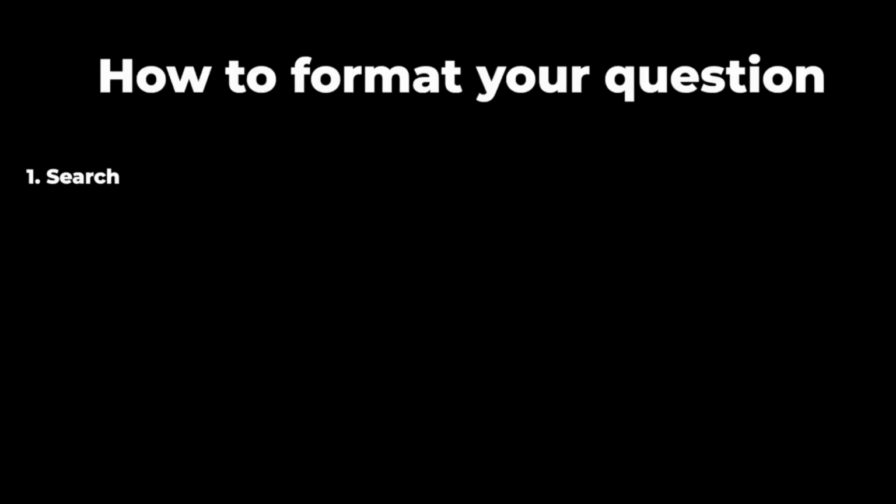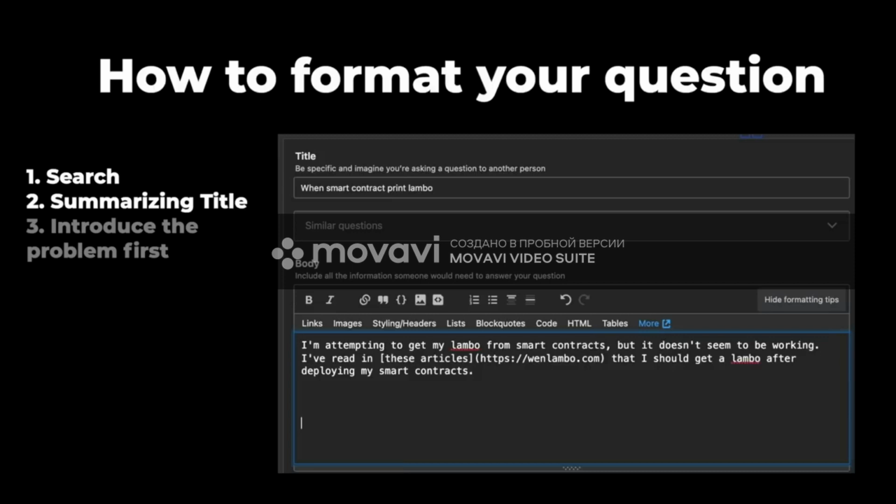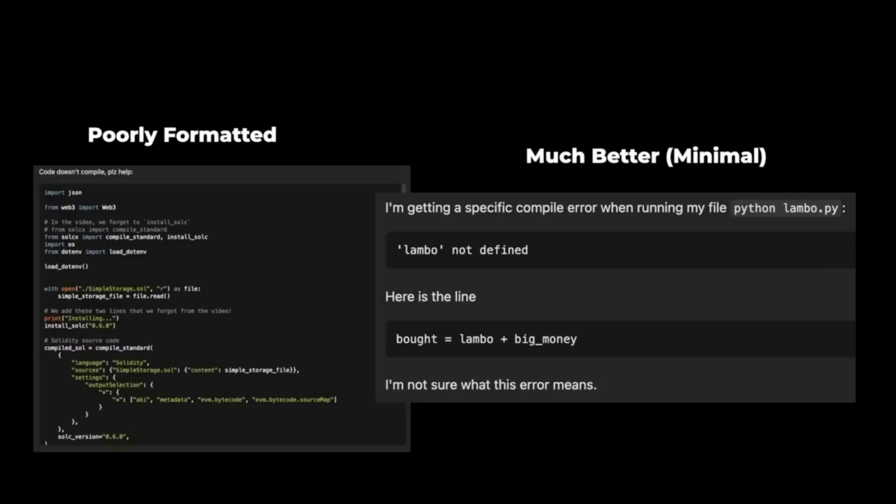Number one, before asking your question, make sure you followed all the steps in the parent video and you've done some research on this already, and make sure the question hasn't already been asked. Number two, make a title that summarizes the specifics of the question. Number three, introduce the problem before you write any code. Add minimalistic, reproducible code. Minimalistic code means it's not just a copy paste of your entire file. If you're having problems on one line, maybe just post that one line.